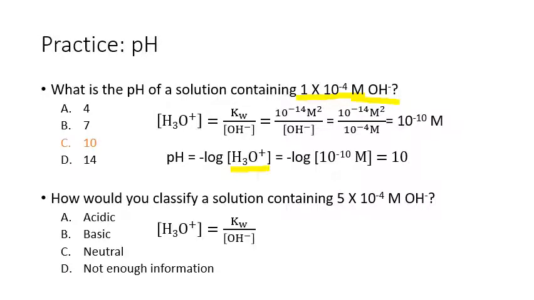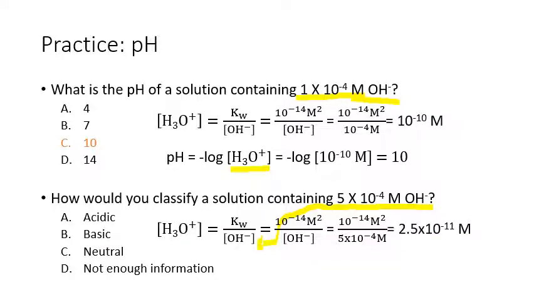A slightly different version of a question would be asking how would you classify a solution that has 5 times 10 to the minus 4th moles of OH. And this is a little bit different number than the ones we've been seeing, but again, we can just plug this into the concentration. So 10 to the minus 14th divided by 5 times 10 to the negative 4th moles per liter of OH. And that tells us that the concentration of H3O in this particular sample is 2.5 times 10 to the negative 11 moles per liter.